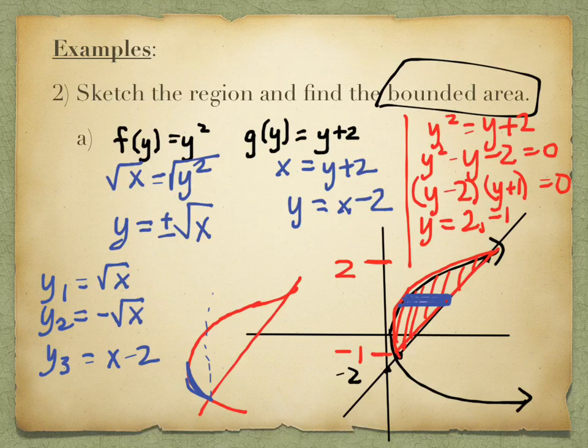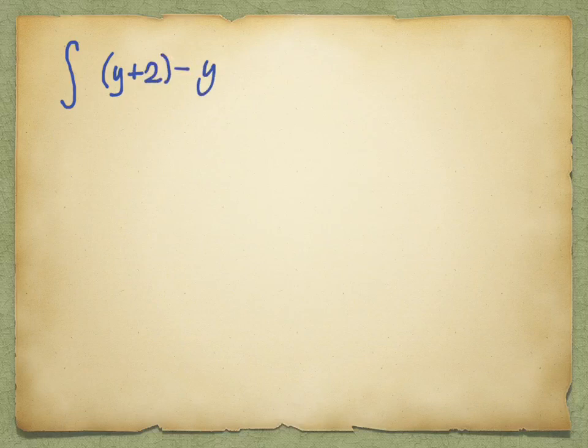Okay? So taking a look at this one, the graph that's actually on top, if I look at it from this perspective, is the line. It's the y plus 2. I think I've got another slide. Good. So I'm actually going to do my integral with y plus 2 as my top graph, and then y squared as my bottom graph.